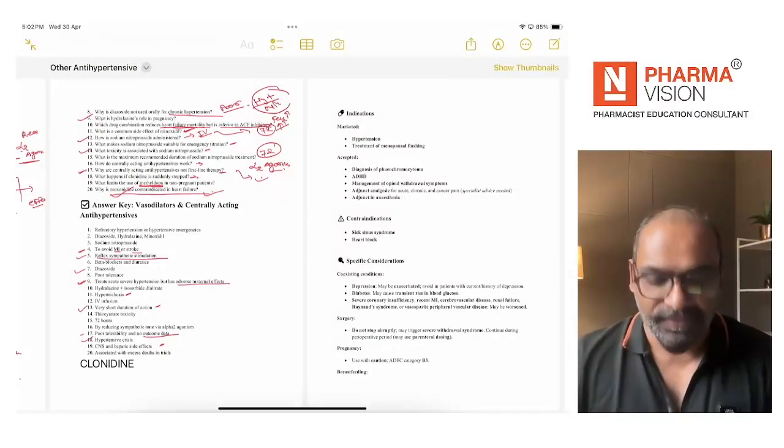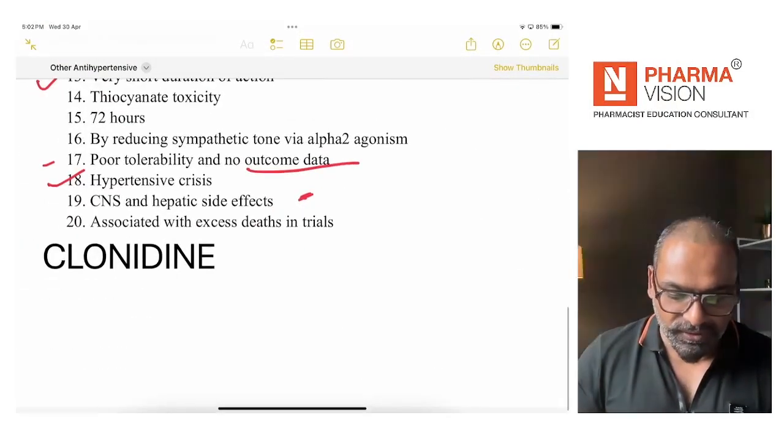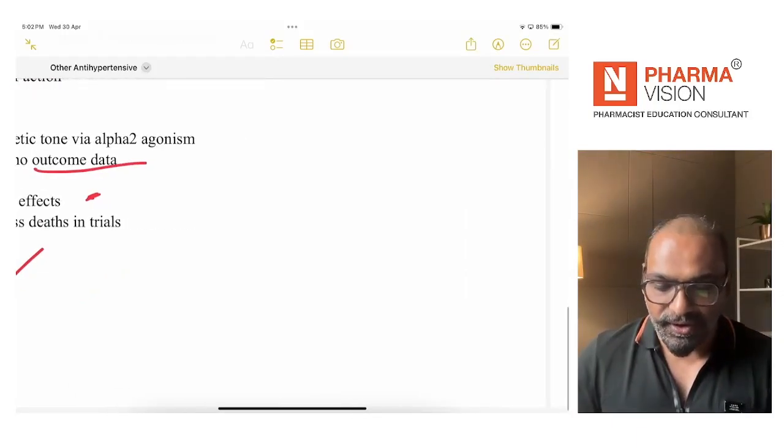That is one of the best medications for your exam preparation, and you are definitely going to get various questions on Clonidine. So you have to learn that medication in much detail. Okay, so let's focus on Clonidine.